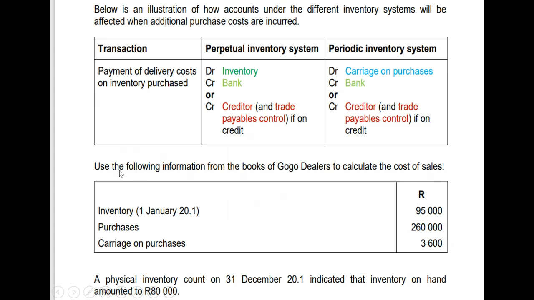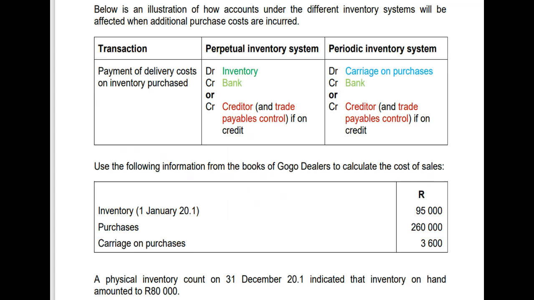Here they are saying use the following information from the books of GOGO dealers to calculate the cost of sales. Already you can tell that they're using the periodic inventory system, because you see terms such as purchases and carriage on purchases. And they tell you at the end that a physical inventory count was conducted on 31st December 20.1 and indicated that the inventory on hand amounts to 80,000. So how do you calculate the cost of sales?